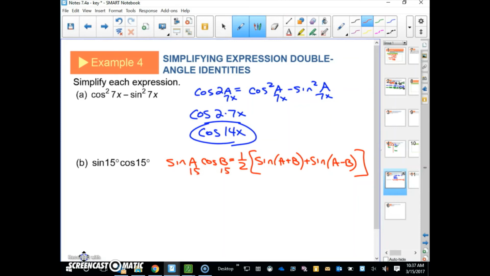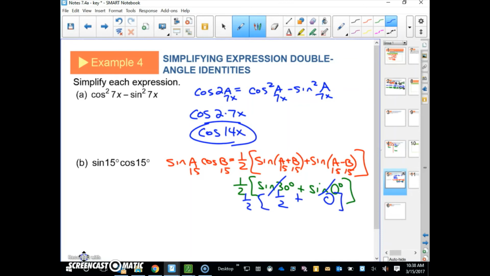And so if you were going to let A and B both be 15, I'm writing down a lot more than I think is necessary, but look at what we would have if A and B are both 15. I look at the right side of that identity, and it says 1/2 times the quantity sine 30 degrees plus sine 0 degrees. But we know sine 30. Sine 30 degrees is out of the chart. That's 1/2. And sine 0 degrees is 0. And so, you look at 1/2 times 1/2. 1/2 times 1/2 is 1/4.